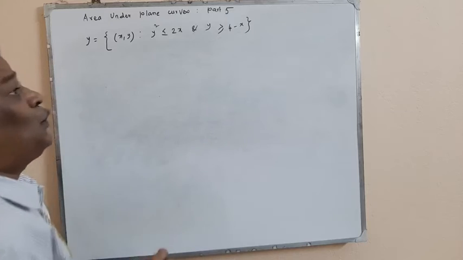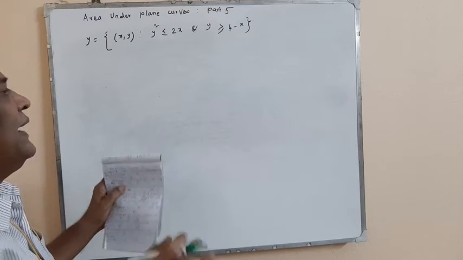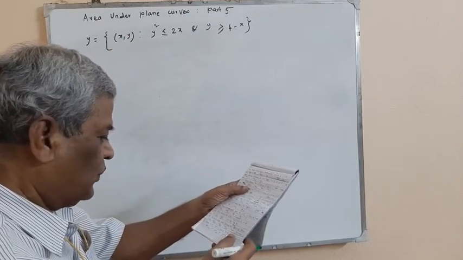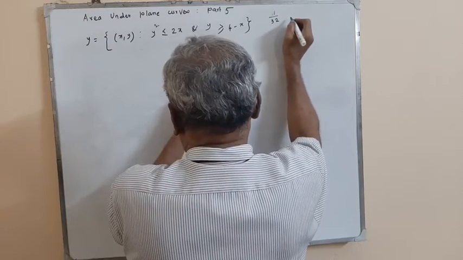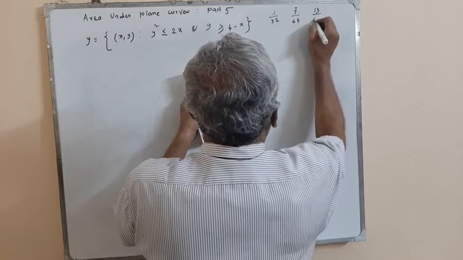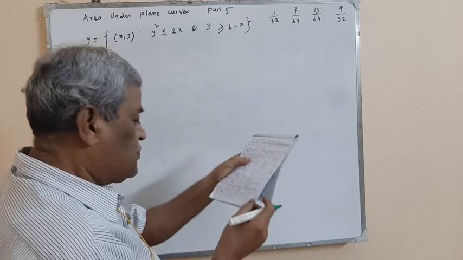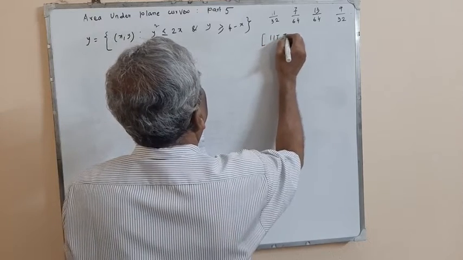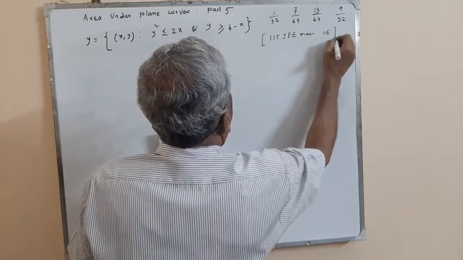If it is y square is equal to 2x, it is a parabola. If it is y is equal to 4 minus x, it is a straight line. So first of all, let us draw this region, set of points, which satisfies this and that. Before that, we write down the options: 11 by 32, 7 by 64, 13 by 64, and 9 by 32, all square units. This problem was given in IIT JEE Main in that year.